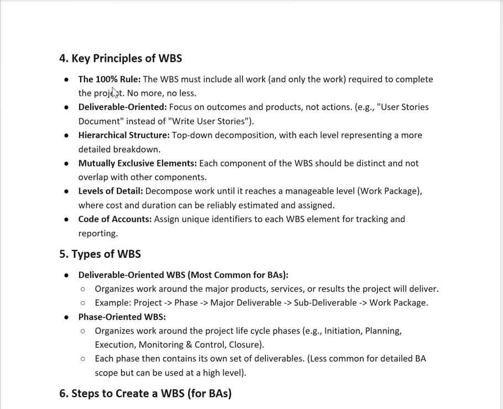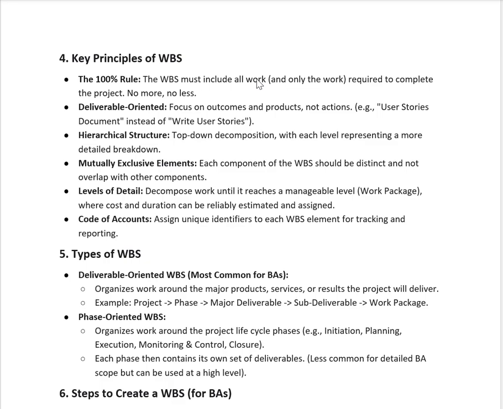So the key principles of the work breakdown structure. First, the 100% rule: the work breakdown structure must include all works and only the works. It should contain only the work required to complete the project, no more and no less. It contains each work, its time, budget, and duration. And it should be deliverable oriented, focused on outcomes and products, not actions. For example, user stories document instead of written stories: what the document is, and how much duration is required to complete that.